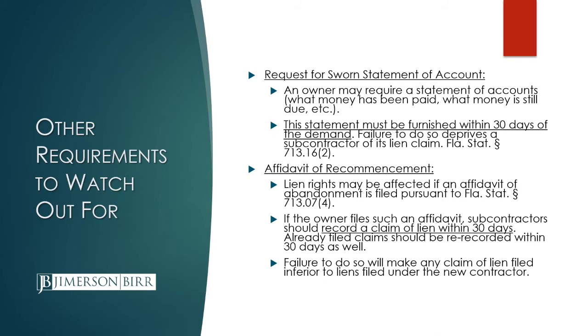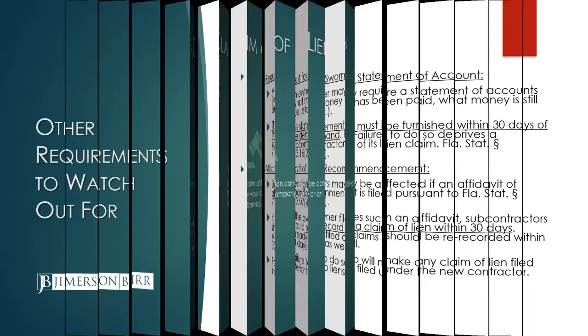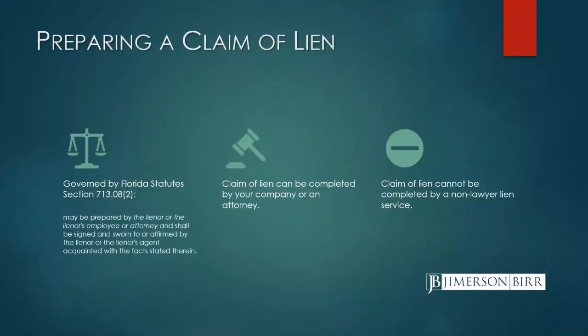The affidavit of recommencement is slightly more complicated, and that occurs typically when the owner terminates the original contractor and replaces that contractor. In that event, a new notice of commencement is required. What you need to know is, if you become aware of that, and per statute the owner is required to make you aware of it, you need to record your lien within 30 days. If you don't, you're going to lose your lien priority. You're going to go to the end of the line. All right, I'll turn it over to Joby to wrap it up.